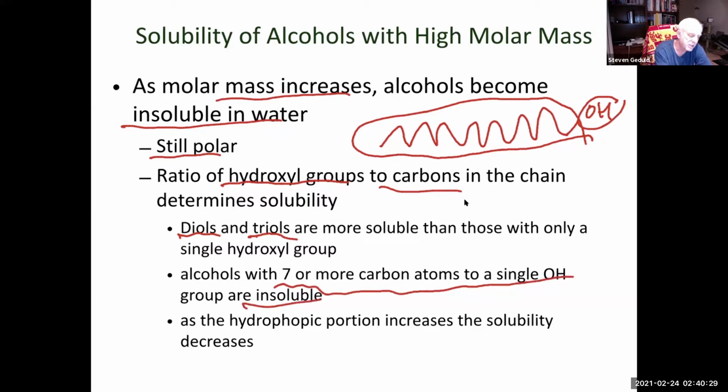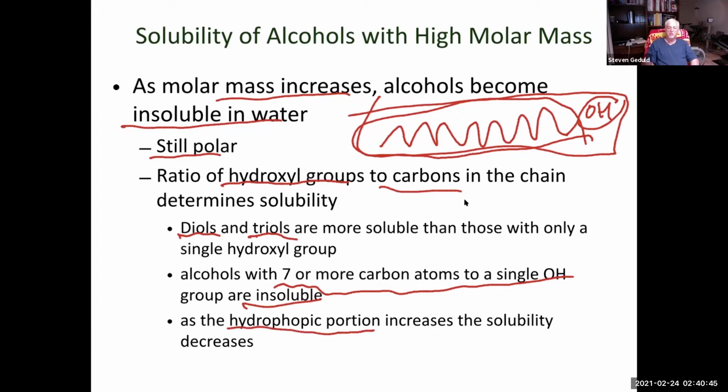Okay, so this compound here would be insoluble, would not be soluble in water. It's more than 7 carbons and there's 1 OH group. As the hydrophobic portion increases, the solubility decreases. The hydrophobic portion is the part that is non-polar, does not dissolve in water. It's water hating. So it's the carbon chain. So as that carbon chain increases, the solubility decreases because it takes up more of the molecule than the OH group.